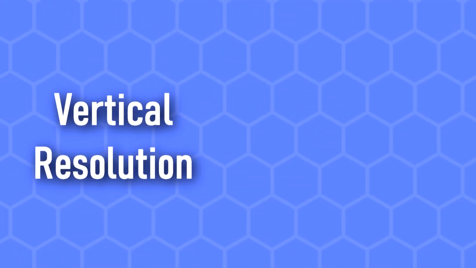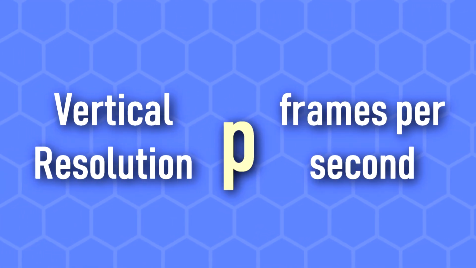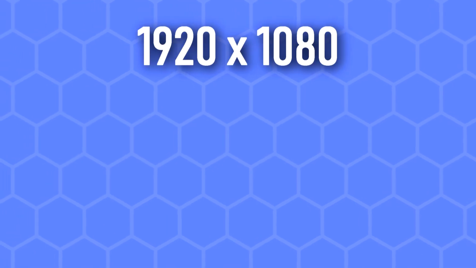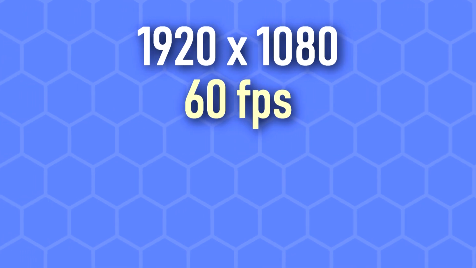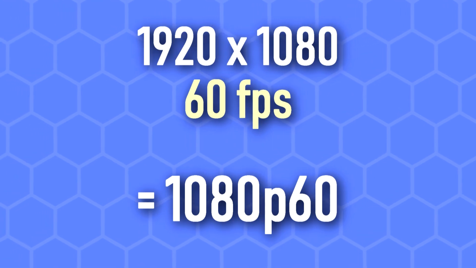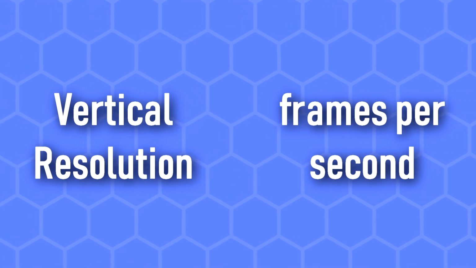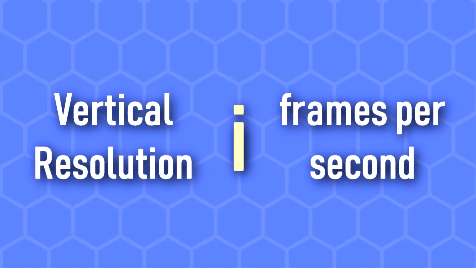So progressive video usually displays the vertical resolution in pixels with a lowercase p, and then after that's the frame rate of said video. For example, a 1920 by 1080 video at 60 frames per second that is progressive would be displayed as 1080p 60, assuming that it is the 16 by 9 aspect ratio. Interlaced does pretty much the same thing, but it replaces the lowercase p with a lowercase i to signify the word interlaced.